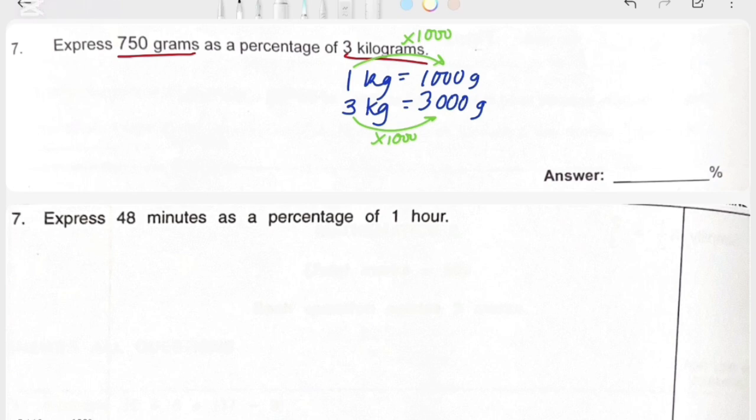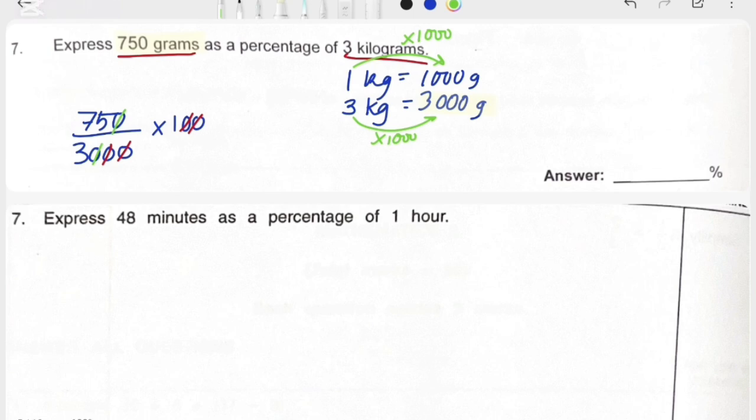Now that 750 grams and 3000 grams are in the same unit, let's first express them as a fraction, 750 over 3000. To turn this fraction into a percentage, you multiply the whole fraction by 100. Let's cancel off the two zeros from 3000 and 100. That means you're dividing them by 100. Next, let's cancel off 1 zero from 750 and 30, dividing it by 10.